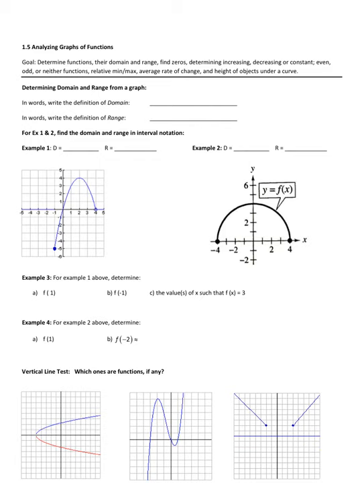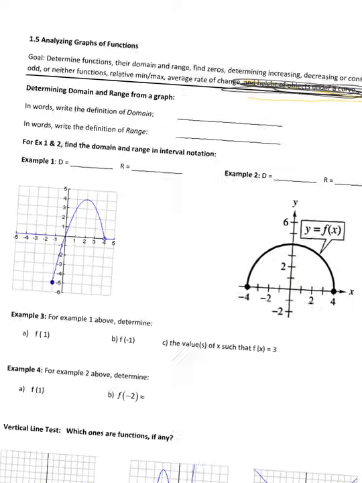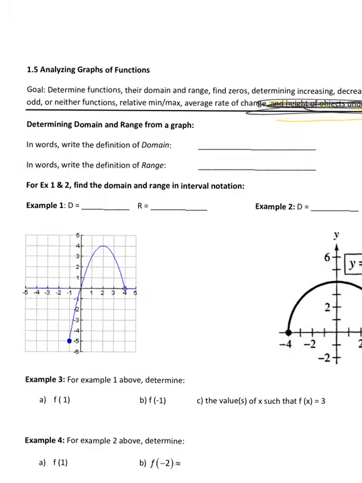If we look up at the goal here, we have determining functions, domain, range, finding zeros, determining increasing, decreasing, constant, even and odd or neither functions, relative min-max, average rate of change. One thing we are not doing is, I'm crossing that out, height of objects under a curve. So that being said, let's go ahead and get into what we have.